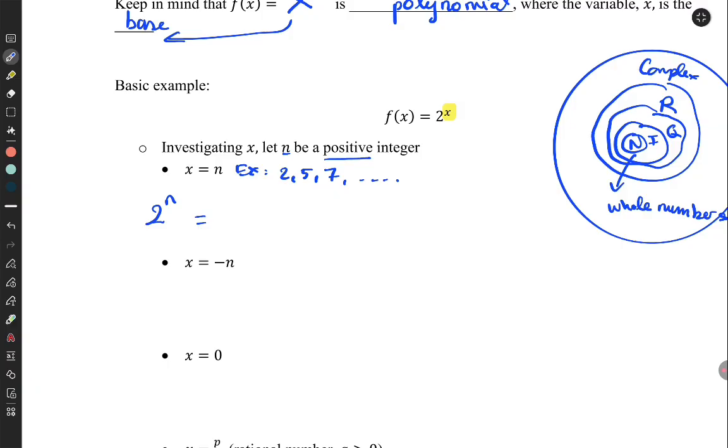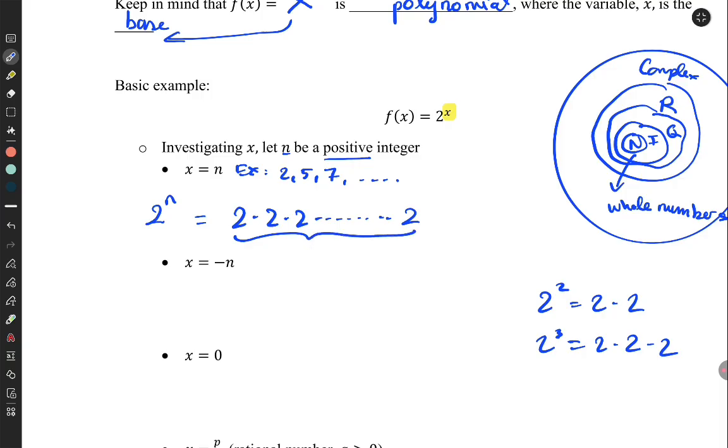Then when you write 2 to power n, what does it actually mean? Okay, if you write 2 square, that is 2 times 2, right? 2 cube, that is 2 times 2 times 2, 3 times. So 2 to power n is 2 times 2 times 2, many of them like that. But how many? n times, right?